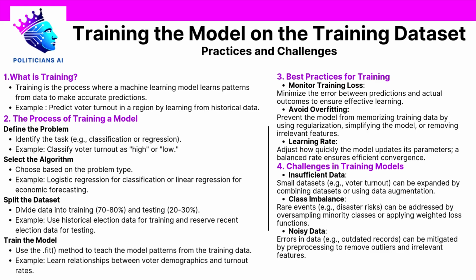To summarize, training a machine learning model involves defining the problem, selecting an appropriate algorithm, preparing the dataset, and teaching the model patterns using methods like .fit. In public policy settings, training might involve predicting voter turnout, analyzing economic impacts, or identifying at-risk regions. Best practices, such as monitoring training loss, avoiding overfitting, and carefully managing the learning rate, are crucial for effective training. At the same time, addressing challenges like insufficient data, class imbalance, and noisy data ensures the model learns robustly.